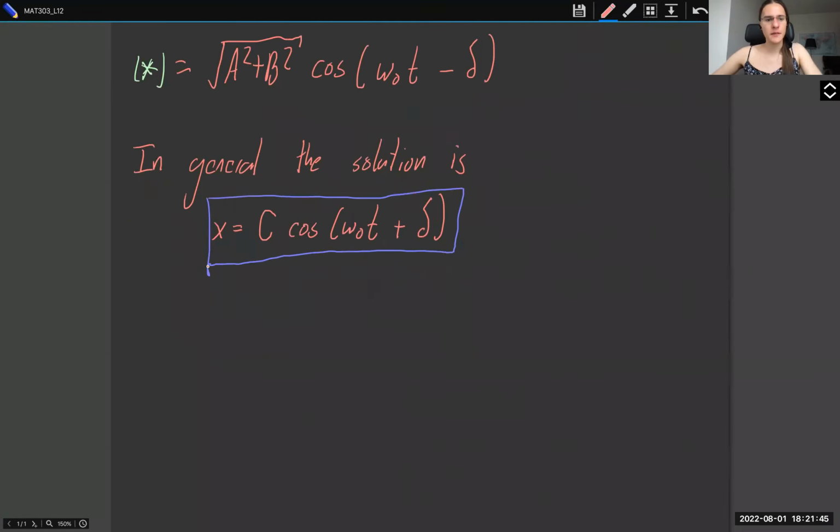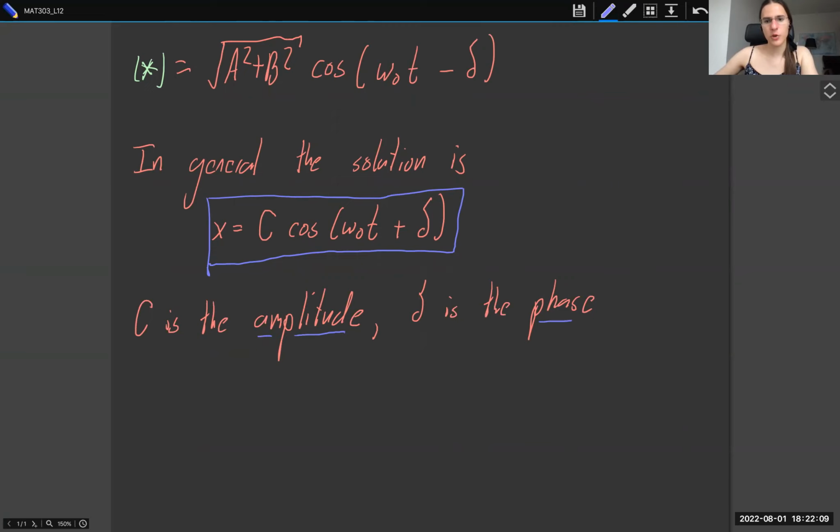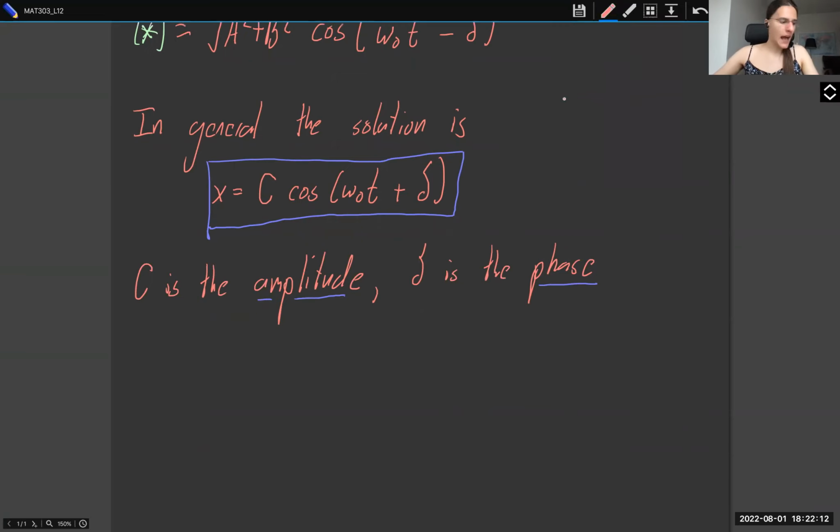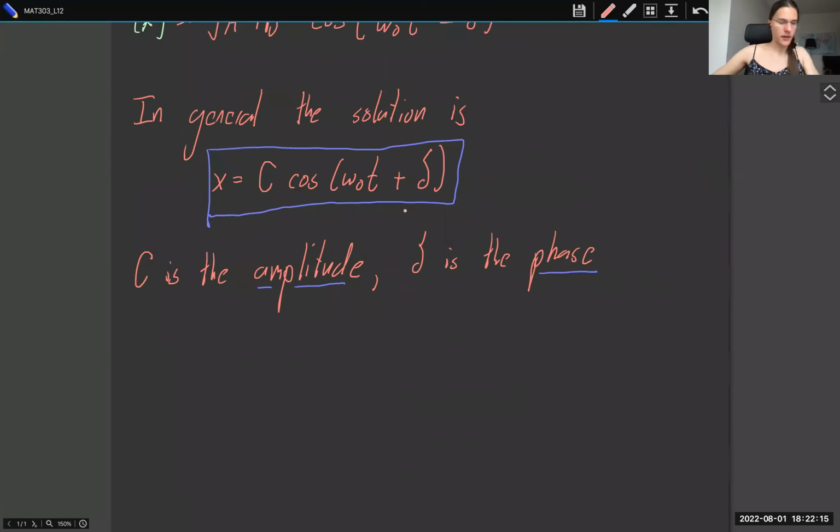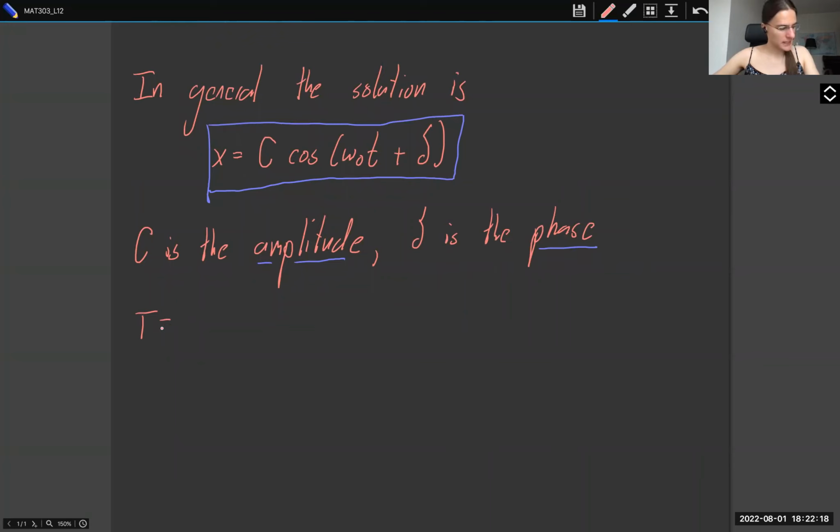So C is the amplitude. Then delta is the phase. Those are the names of these things. Then we have two other quantities. We can consider T, which is 2 pi over omega naught. T is the period.